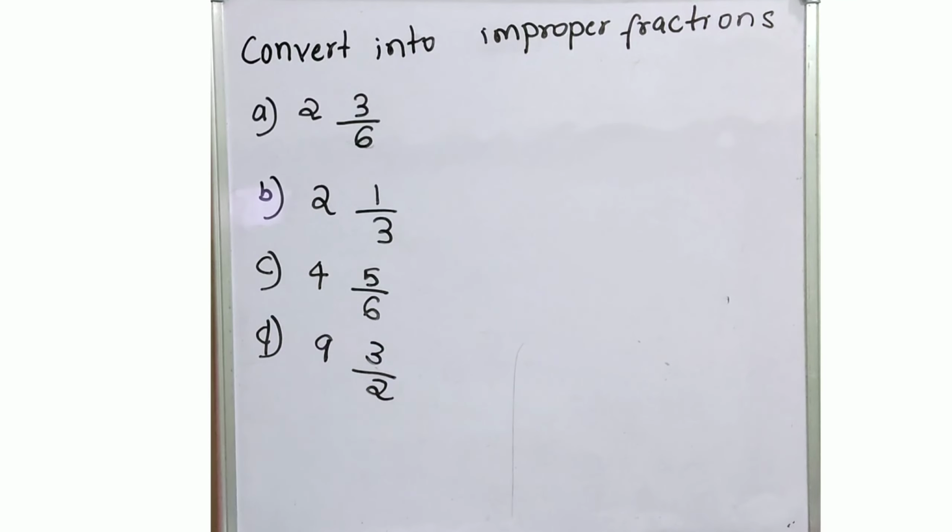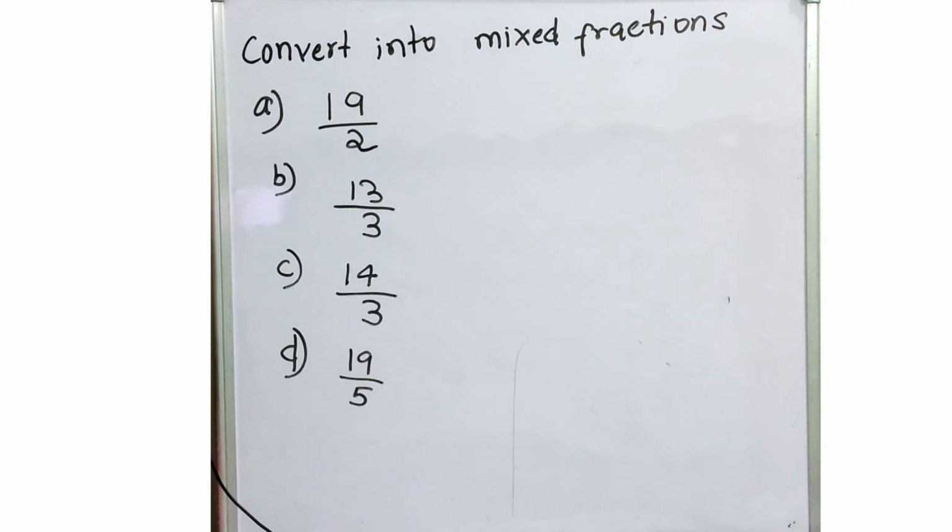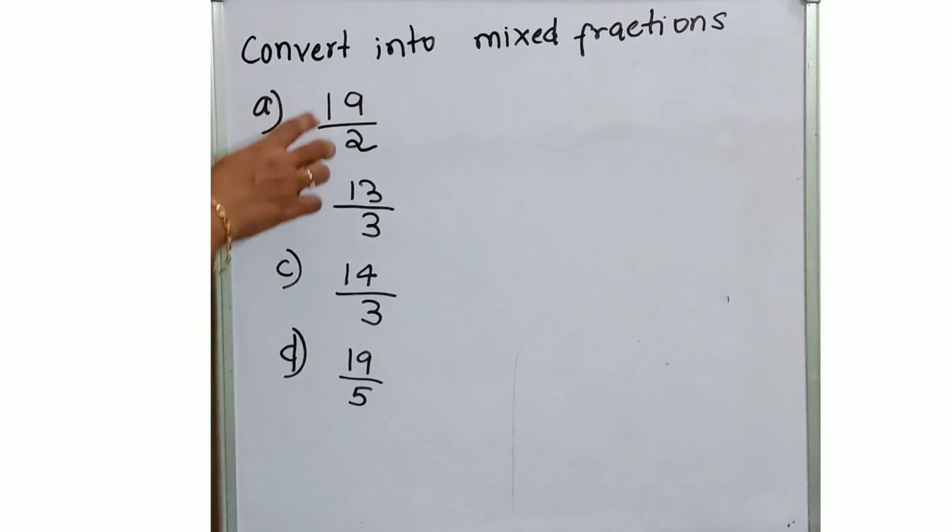Now let's see the next question, that is convert into mixed fractions. The first question is 19 by 2, second 13 by 3, third 14 by 3, fourth 19 by 5. You have to just convert into mixed fractions, that is just dividing 19 by 2, and I have already told you how to take the denominator and numerator. So these are the questions. You have to do that.